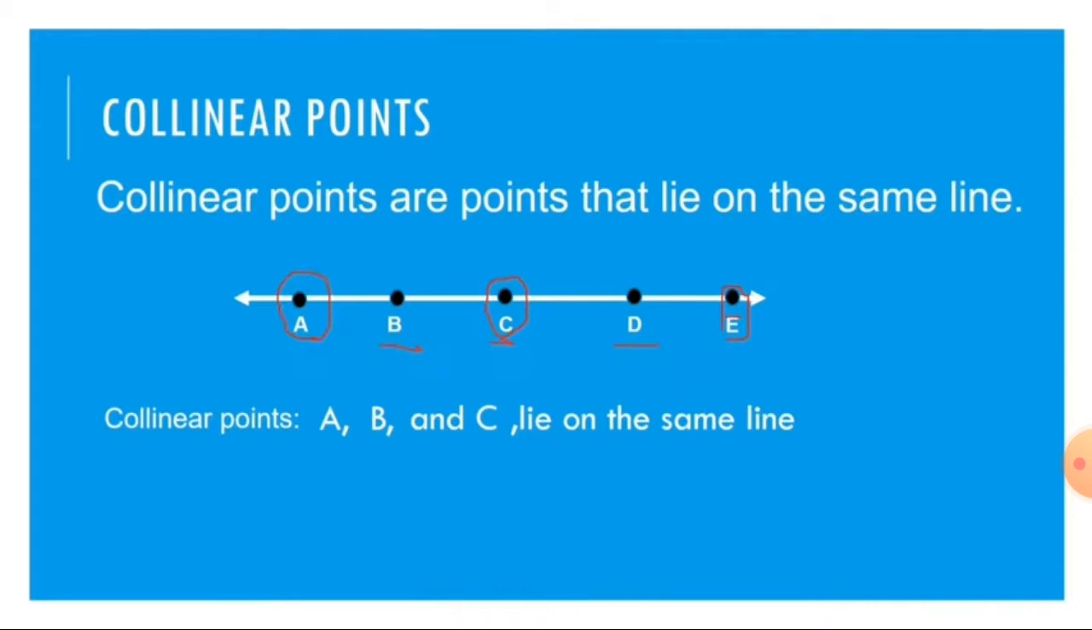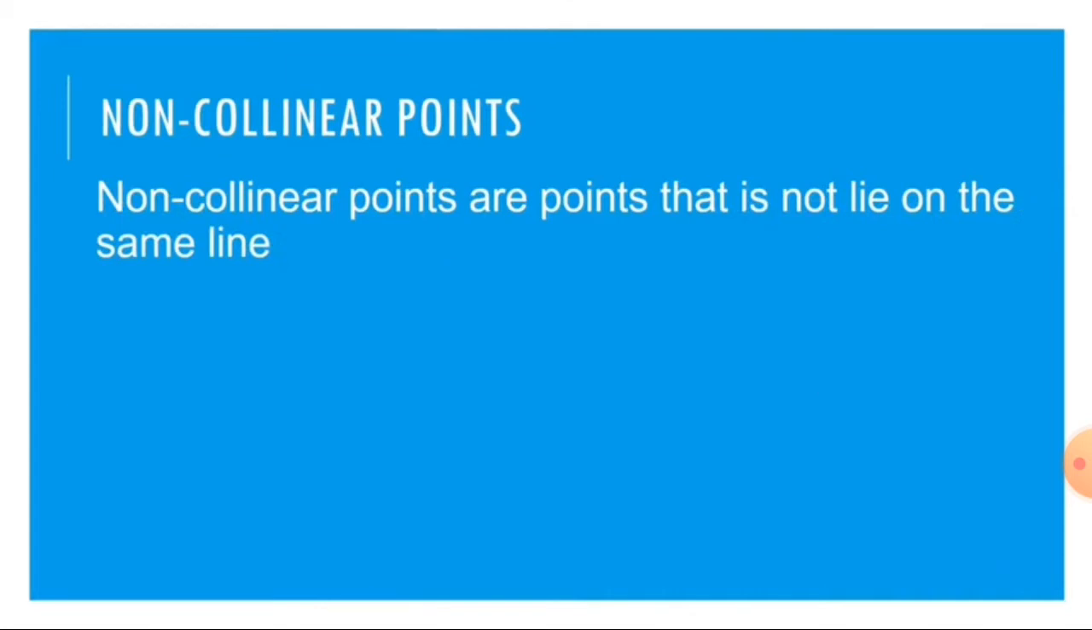Okay, paano ngayon kung maglalagay ako ng point dito? Nakikita niyo ba itong red na to? Itong point na to, kunyari naglagay tayo ng point doon. Siya ba'y collinear points? Yan naman yung tinatawag na non-collinear points. So non-collinear points are points that do not lie on the same line. Let us see an illustration.